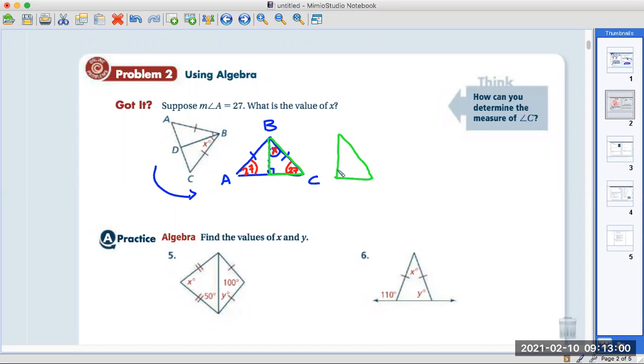This angle is a right angle. That's the perpendicular. This is the one I want. And this one is 27. So now I'm setting up my equation. Notice that these three angles together are 180. This one is 90. So I can say this plus this has to also equal 90, because 90 plus 90 is 180. Subtract 27.